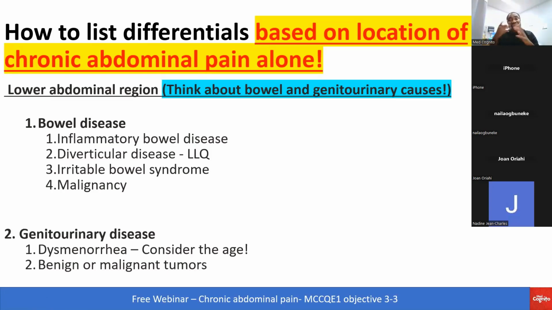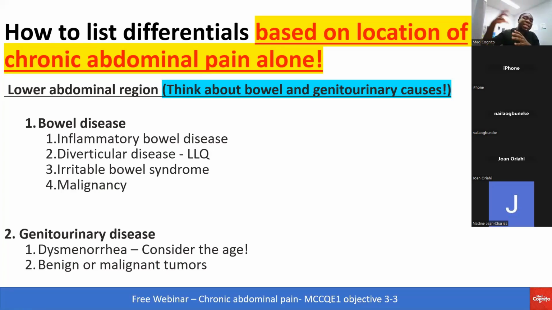Number two, if the question had stated that this chronic abdominal pain is more in the lower abdominal region, then differentials you want to also consider can be inflammatory bowel disease. Differentials can also be diverticulitis. So like what Dr. Omid, okay, diverticulitis. You can also write irritable bowel syndrome, or even malignancy, like small bowel malignancy, large bowel malignancy.